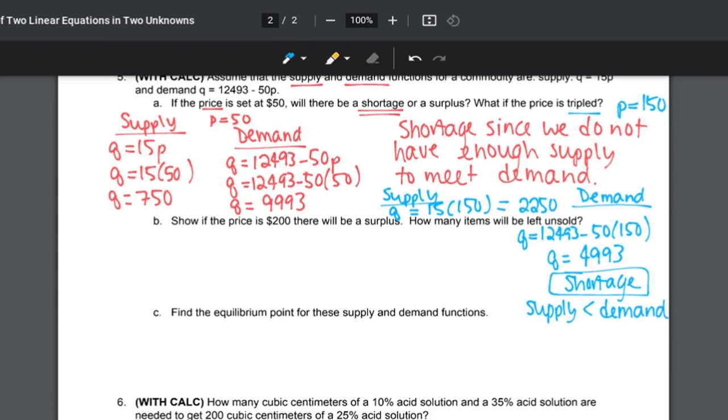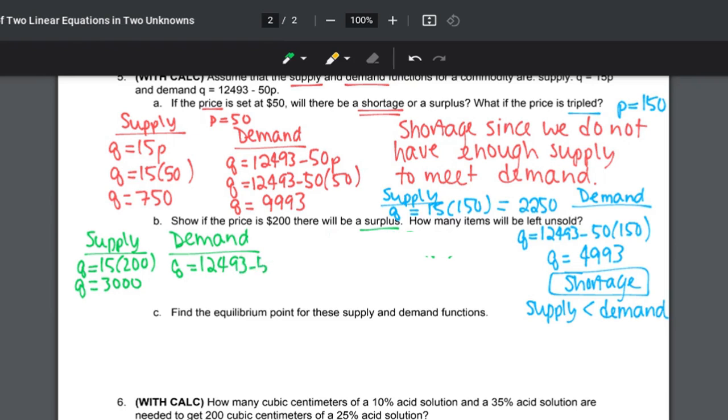All right, in part B, it says, show if the price is $200, there will be a surplus. How many items will be left unsold? All right, so let's just substitute in our equations. The number 200, so Q equals 15 times 200, and that gives us a quantity of 3,000. And then the demand is Q equals 12,493 minus 50 times 200. And if we do that, we're going to get 2,493 as our quantity.